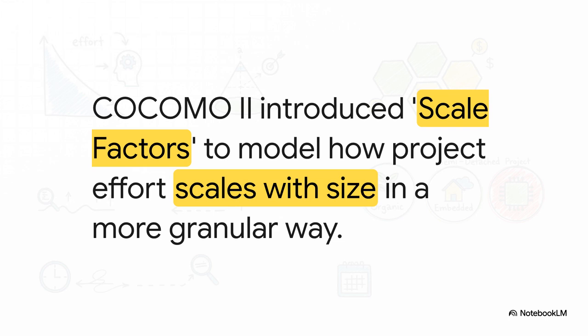So one of the really clever innovations in COCOMO II was the idea of scale factors. Instead of just lumping a project into one of those 3 big categories, these 5 new factors created a much more precise scale. They measured things like how well the team works together or how mature the development process is, to better predict how effort would grow as the project got bigger.